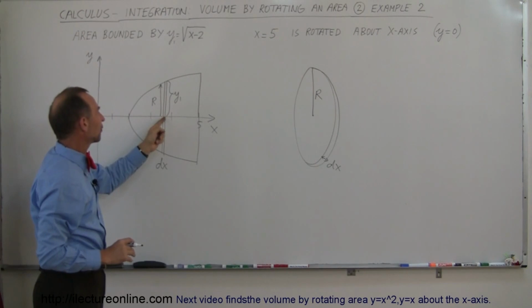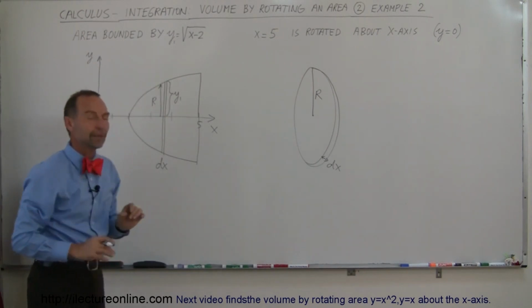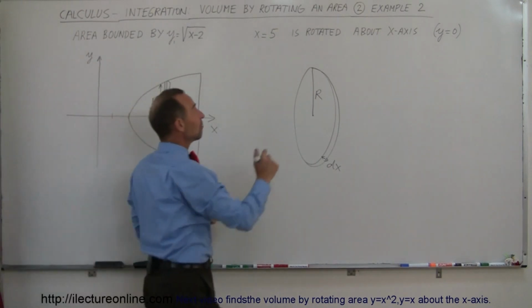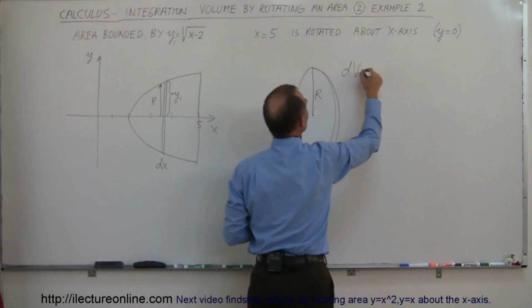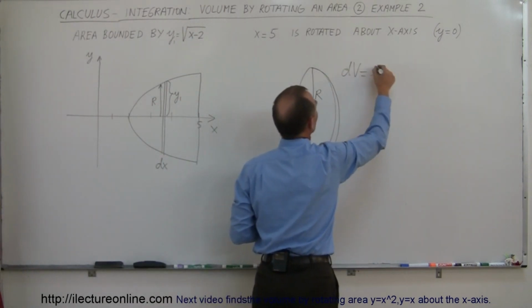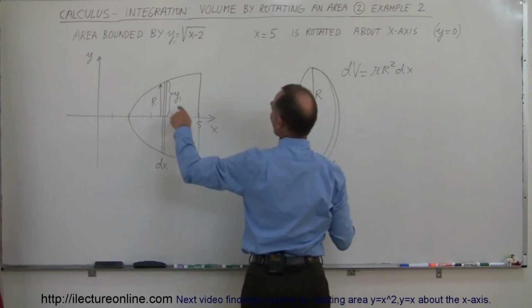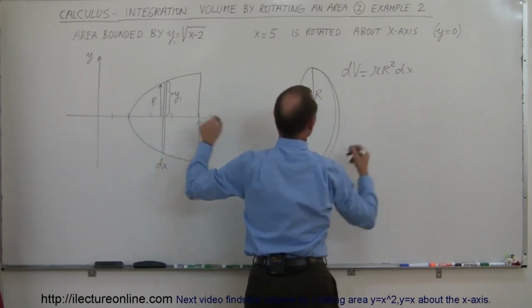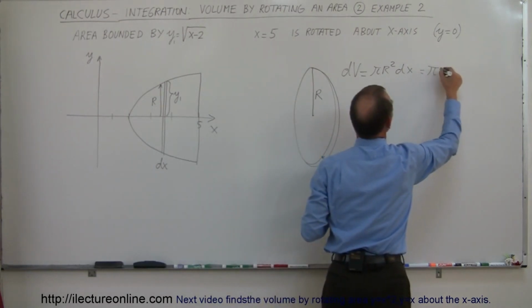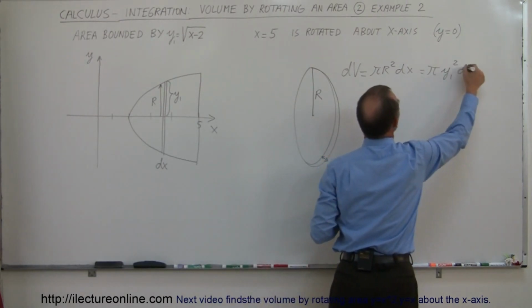So for this particular value for x, it'll be this high right there. And so the small volume dV can be defined as the area of this disk, which is pi r squared, times the thickness, which is dx. And of course, since r is equal to y1, that would be equal to pi times y1 squared dx.